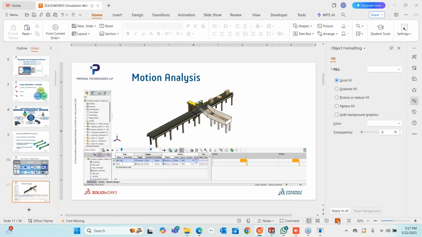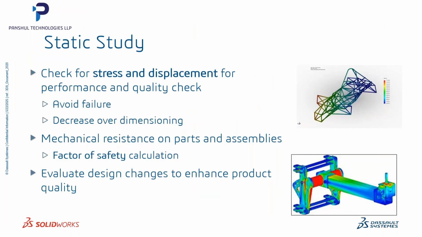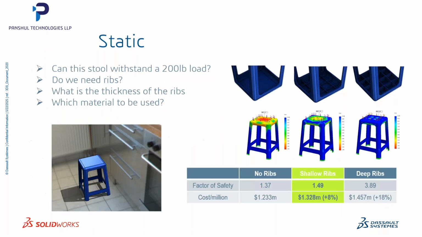Now, jumping back to our presentation. The static study checks for the stress and displacement for performance and quality check to avoid failure, decrease over dimensioning, and increase the mechanical resistance of the part and assemblies by checking the factor of safety calculation, and evaluate design changes to improve the product quality.